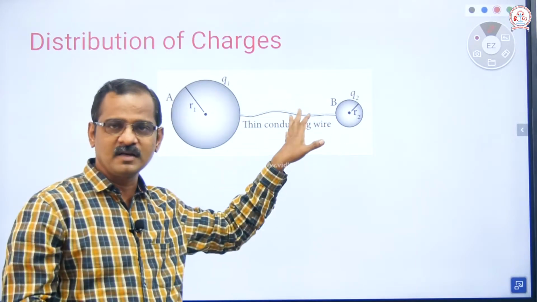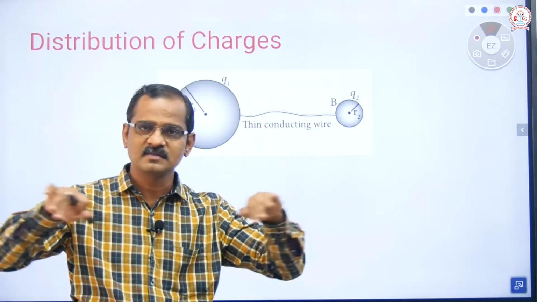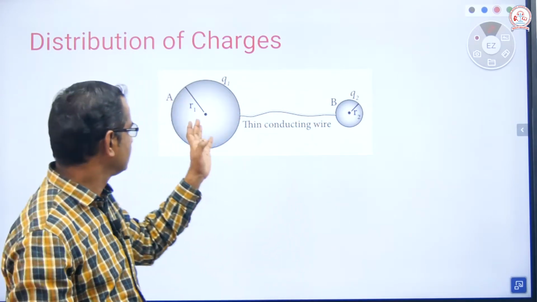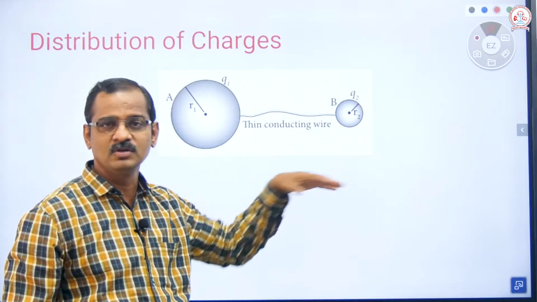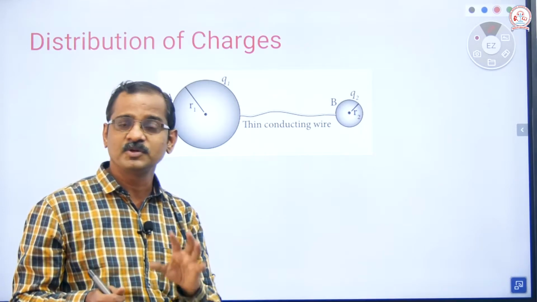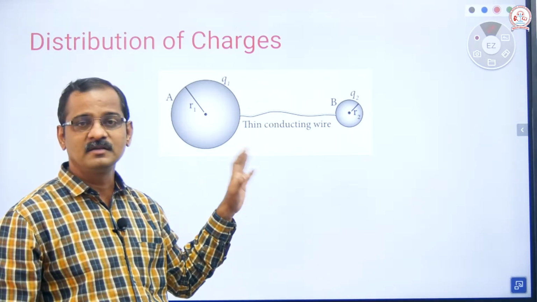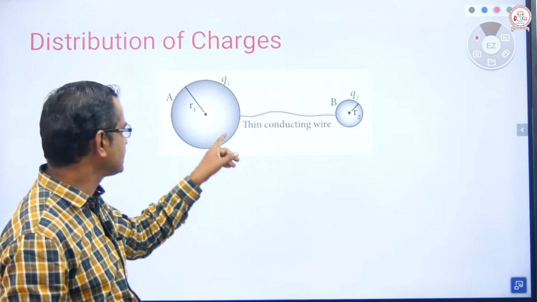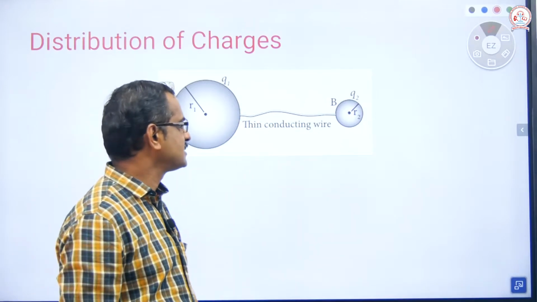If they are not connected, if these two metallic spheres are separate, then even if equal amounts of charge are given, the potential will be different because potential is inversely proportional to distance, isn't it? Here the radii are different, therefore the potential will differ. But in this case, as they are connected, the potential will be the same.